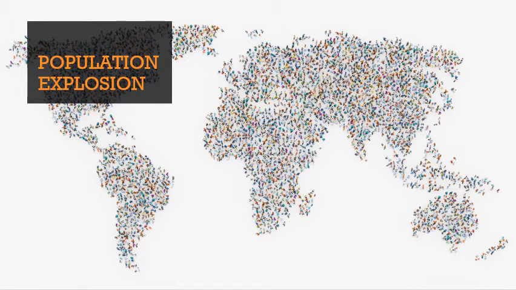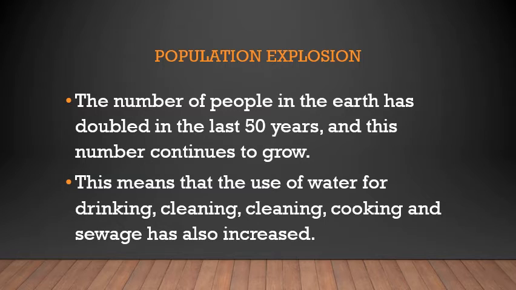Population explosion means the number of people living on the earth has doubled in 50 years. The number of people on the earth has doubled in the last 50 years, and this number continues to grow. Every second there is one baby born in the whole world. So 50 years back, the population was not so much. But today, the population has grown so much that it is becoming a problem to provide proper water for drinking, for cleaning or cooking, and sewage problems are also increasing.